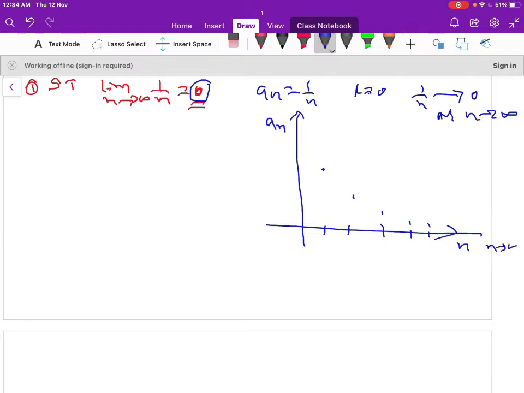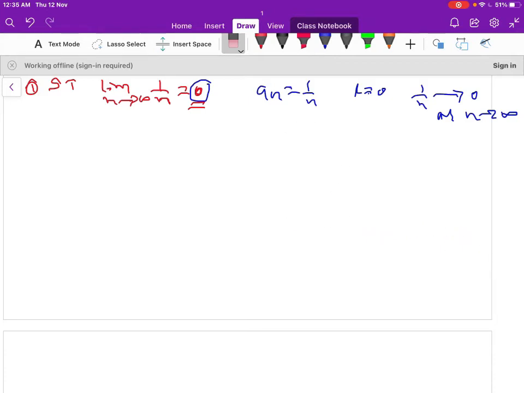When n increases, 1 by n approaches 0 as n becomes large. Therefore the sequence 1 by n converges to 0. It is a convergent sequence. So we can show that this sequence is a convergent sequence and it converges to 0 through the definition of the convergence of a sequence.